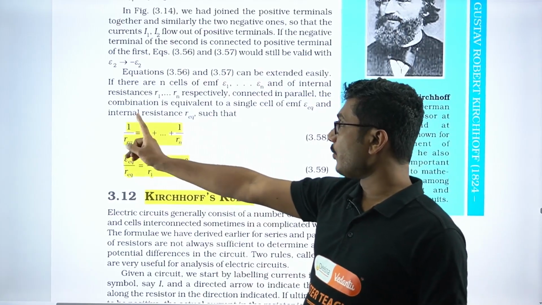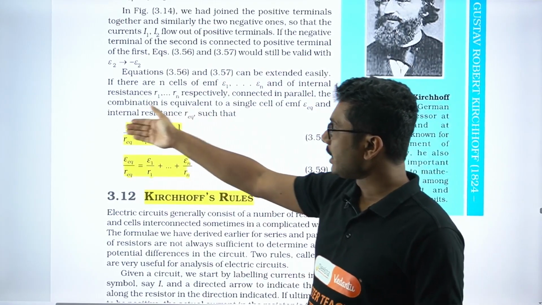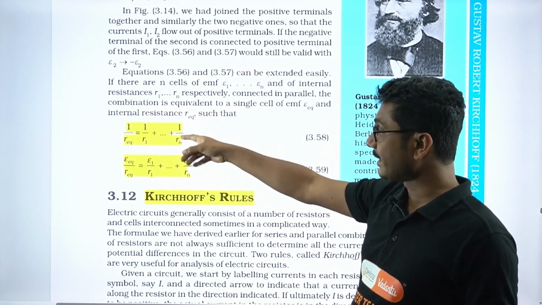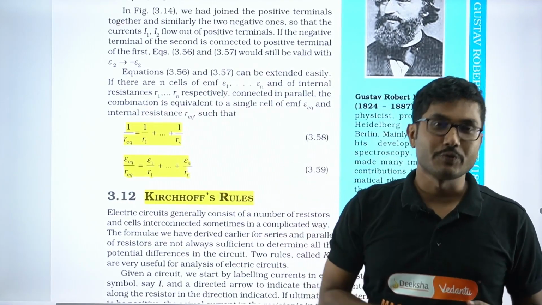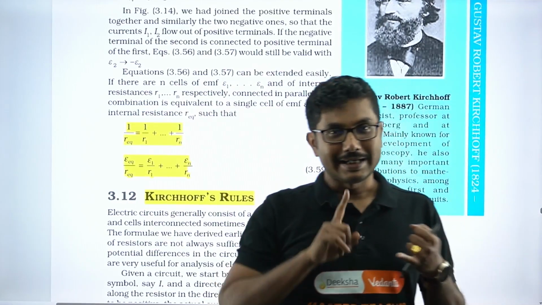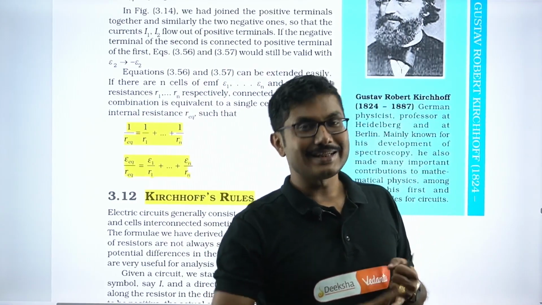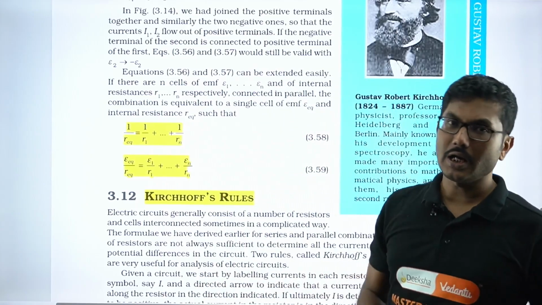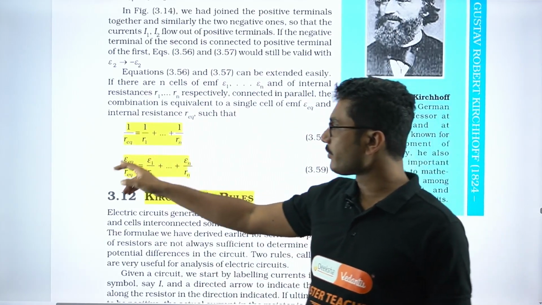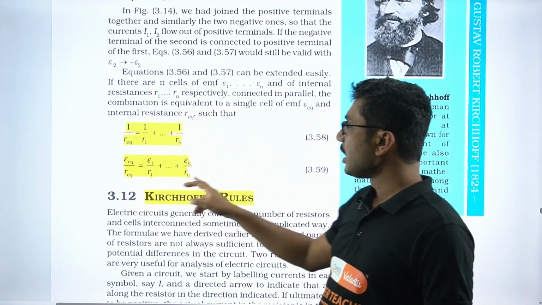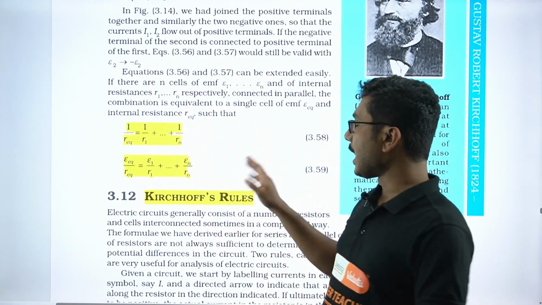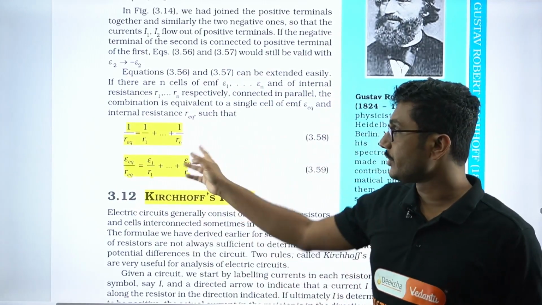So 1 by Req is, as you can see, resistances connected in parallel. These are the internal resistances. So two things you have to find when the cells are connected: the equivalent internal resistance and the equivalent EMF. These two are the important things. Equivalent EMF can be written in this form. This form is somewhat simple, and you can solve a lot of problems using it.